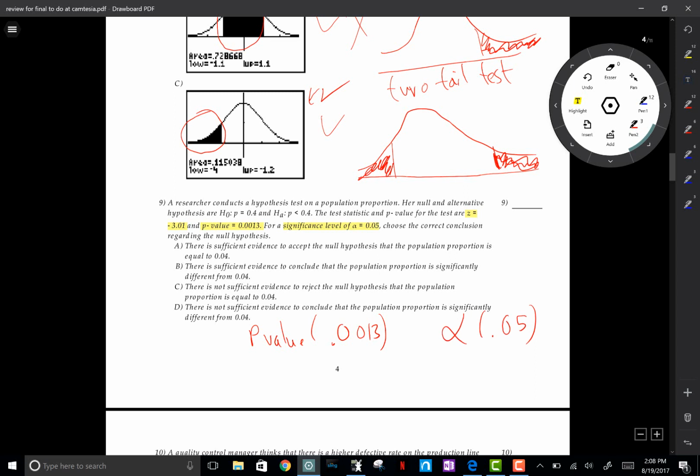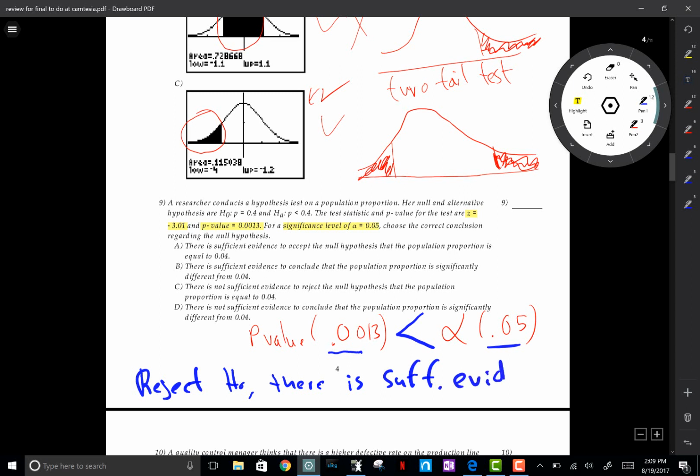This one goes back to a basic concept. We just want to compare this number to this number and see which of the two is bigger. Is 0.0013 bigger than 0.05? The answer everybody should come up with is no, it's actually less than. So if my alpha is greater than my p-value, this means I should reject the null hypothesis, and we should state there is sufficient evidence to support the claim.